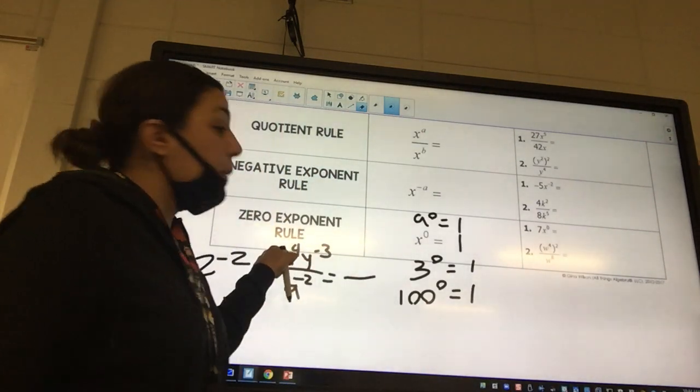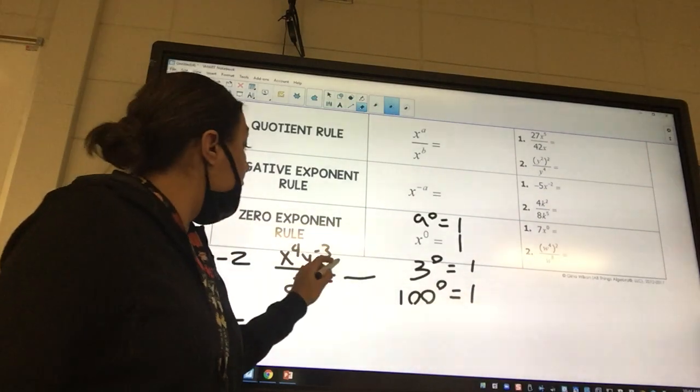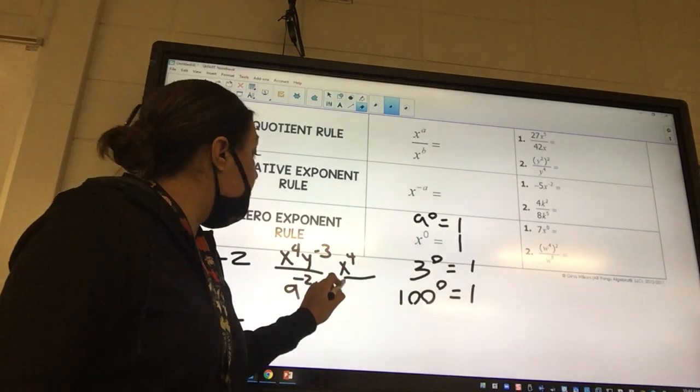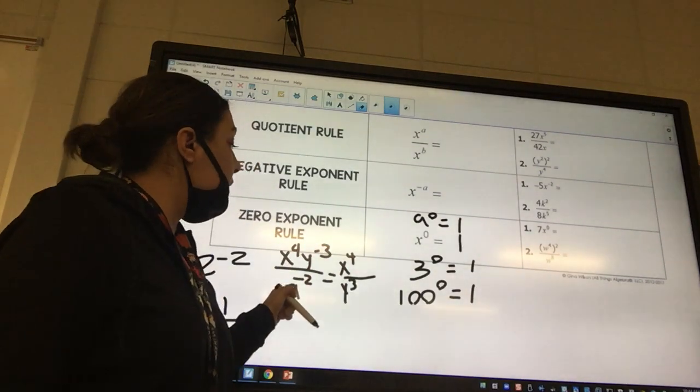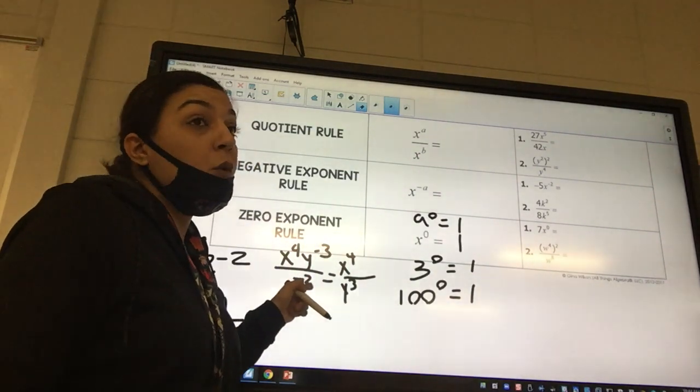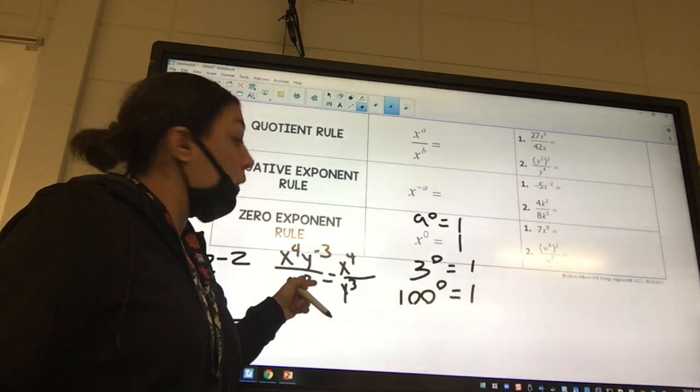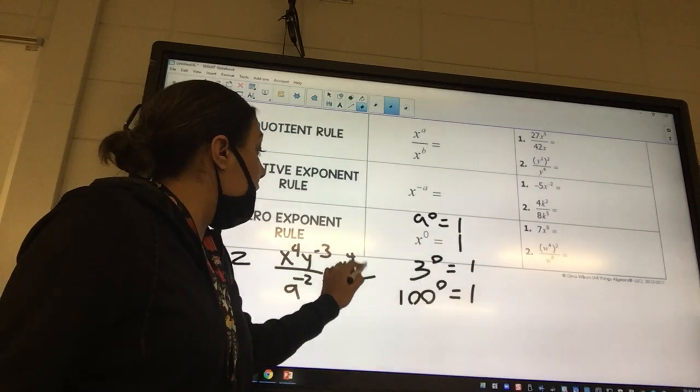Does this positive 4 need moved? No, it stays up top. What about this negative 3? Yes, it's going to get moved to the bottom. What about this negative 2? Where does it get moved? It's already on the bottom, so it has to get moved to the top.